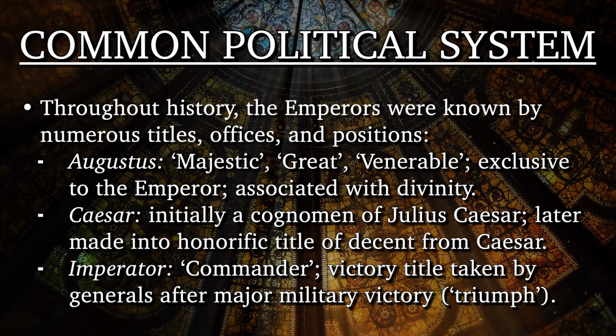The second one there is Caesar. Caesar is originally the cognomen of Julius Caesar, of Gaius Julius Caesar. So Gaius was his first name, of the gens Julia, or the Julian clan, and he was of the particular branch or family known as the Caesarians. Hence where that comes from. So Caesar was then adopted by Augustus, and so he was often at one point known as Gaius Julius Caesar Augustus.